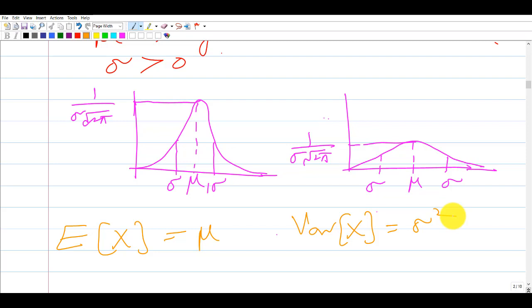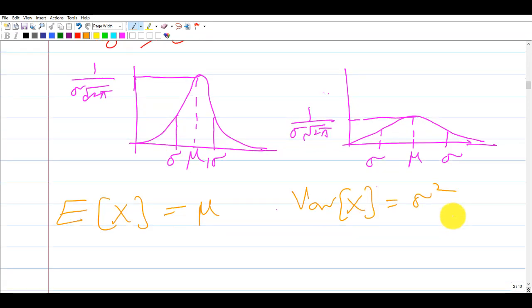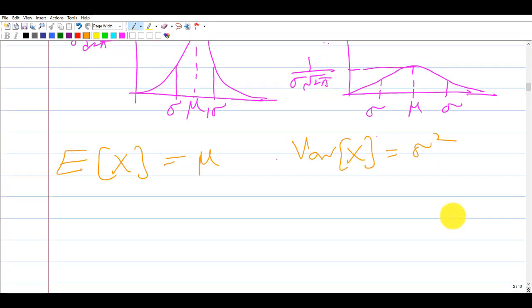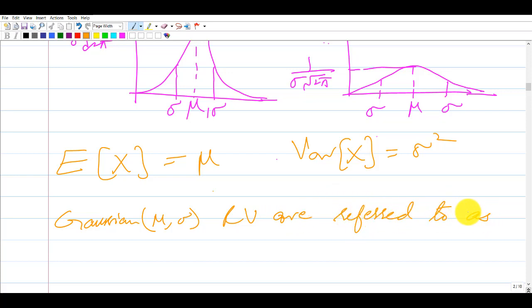Sometimes the Gaussian random variable is also referred to as a normal random variable. So sometimes Gaussian (mu, sigma) random variables are referred to as normal random variables.